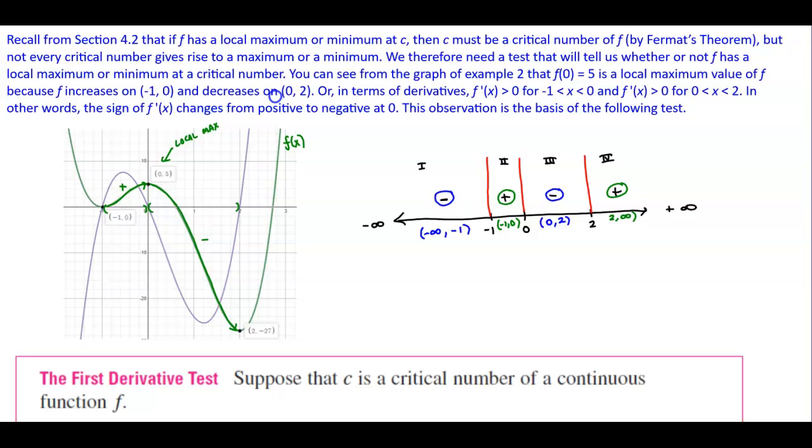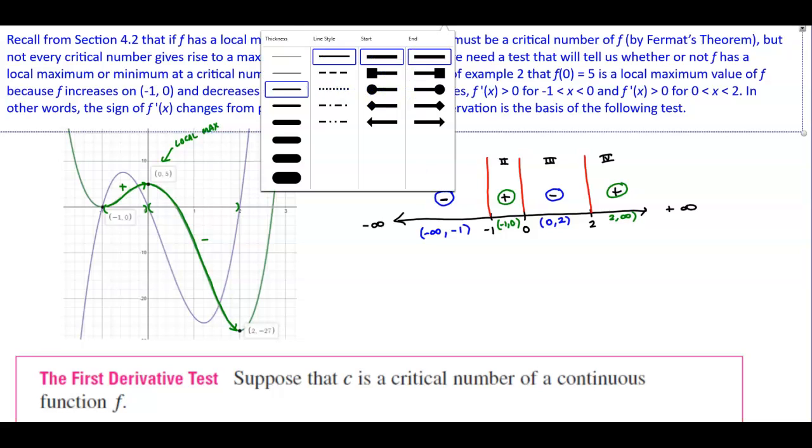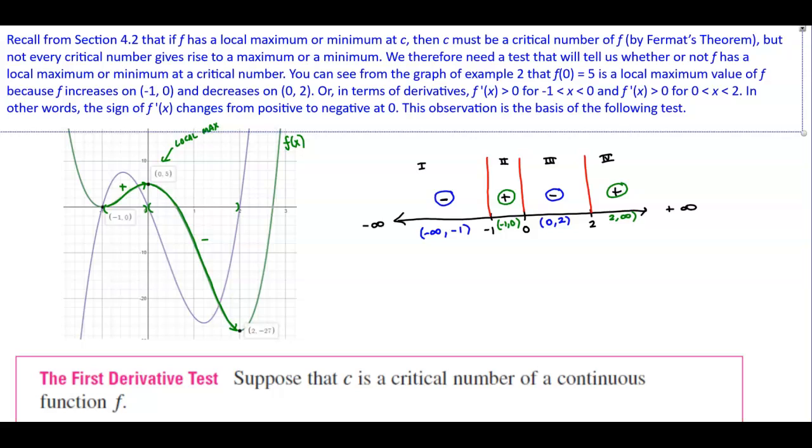Okay, now in terms of the derivative, we can see again here that the purple represents f prime of x. So what is happening for f prime of x between -1 and 0? We know the function is increasing, and it's above 0 for the derivative function.